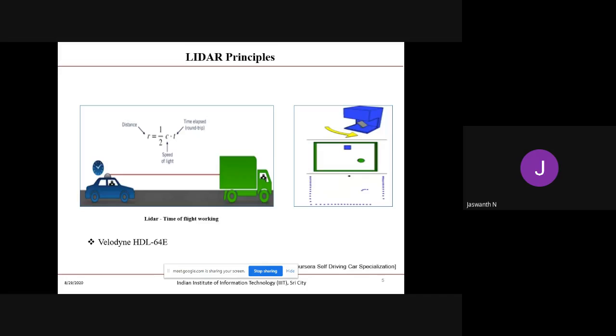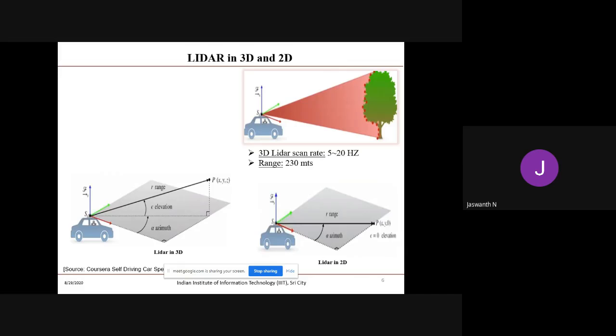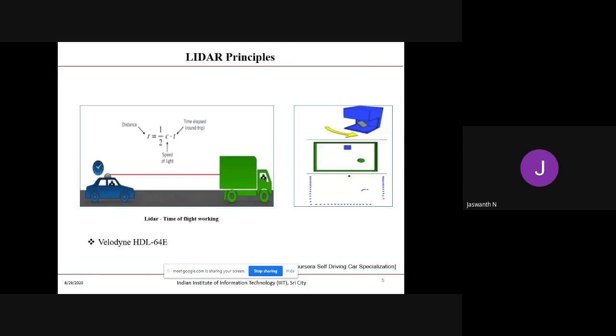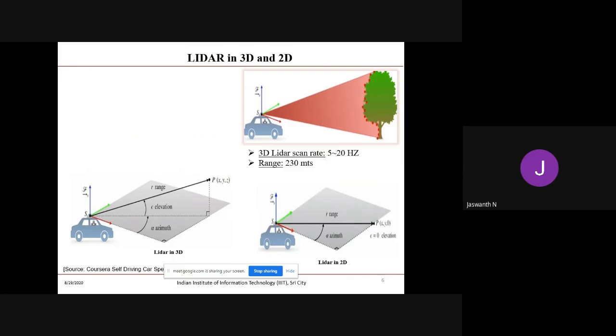And as you can see in the second diagram, on the right hand side, it is nothing but the LiDAR unit, which has a rotating mirror that directs the emitted pulses along all the different directions. It means that as the mirror rotates in a particular direction, it measures the distance at points in a 2D slice around the sensor. So as you can see, the LiDAR functioning in 3D and 2D.